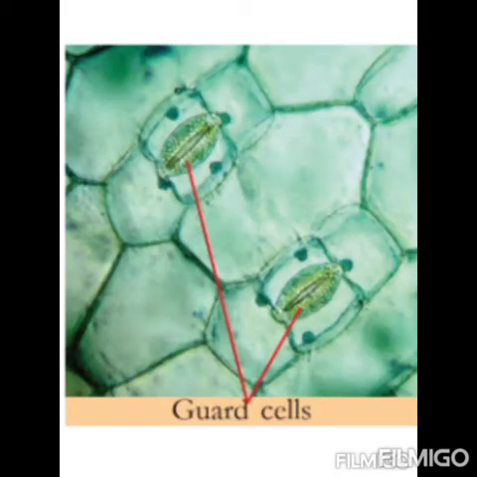Now look at this picture. How many types of cells can you see? You can see 2 types of cells here. One is kidney shaped and the other one is like the cells which you have seen in the onion peel.